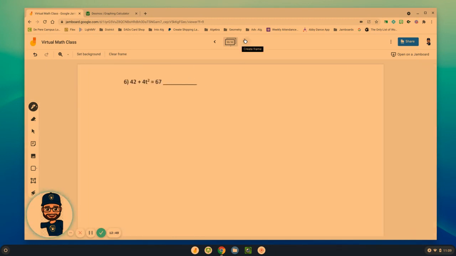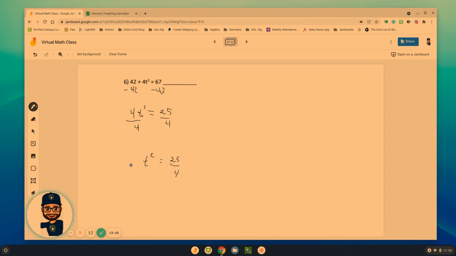One more. Let's take a look at one more problem. See what you get. This is a challenge. First step is to subtract 42. We need to move the constants first. Subtract 42. It's just like if this was just a t, we would move the 42 first. 4t squared equals 25. Now we divide by 4. Divide by 4. And we get t squared equals, and we're going to leave it as 25 over 4.